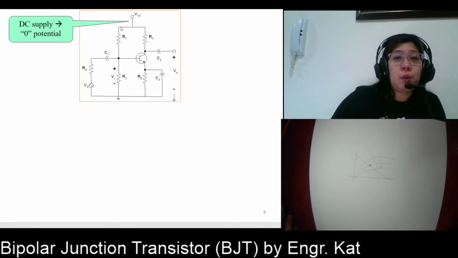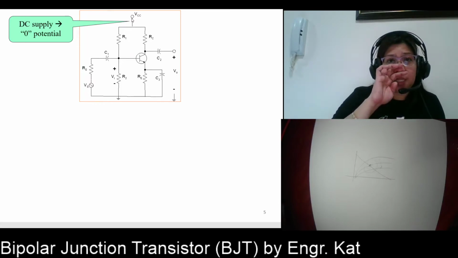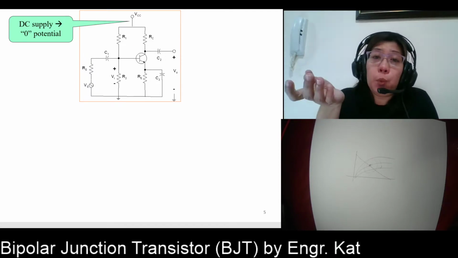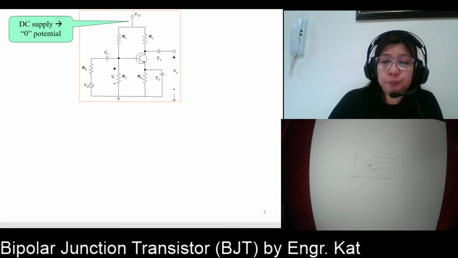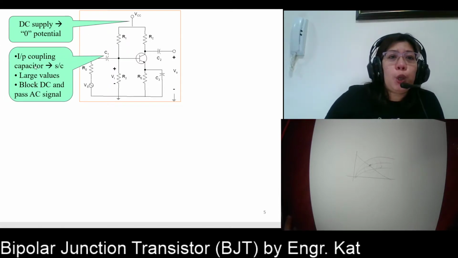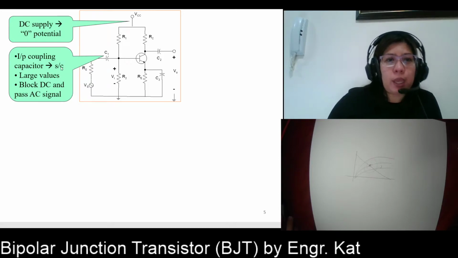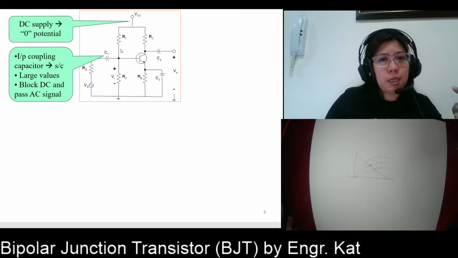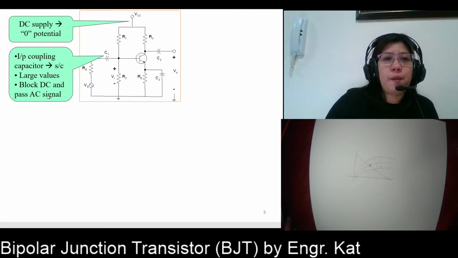So what do we mean by zero potential? That means we are just going to ground your sources. So all DC sources will be grounded, or made equivalent to a zero voltage. Okay? So your input coupling capacitor, this is no longer open. We have to replace this with a short circuit, okay? With large value. So it will block your DC. All of the DC components will be blocked, and it passes your AC signal.